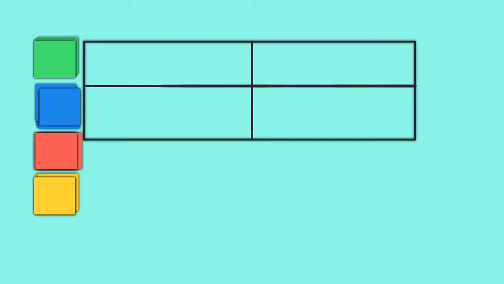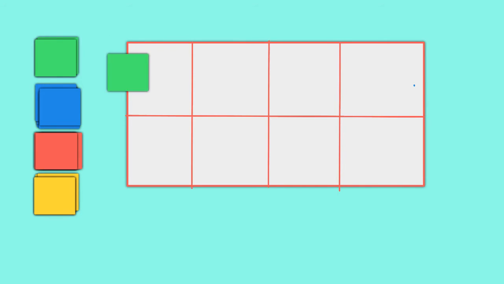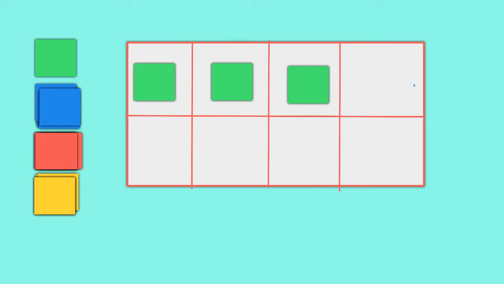So now we are going to make a row of 4 tiles. Rows are horizontal. 1, 2, 3, 4. So that is a row of 4 tiles, or an array of 4 tiles.